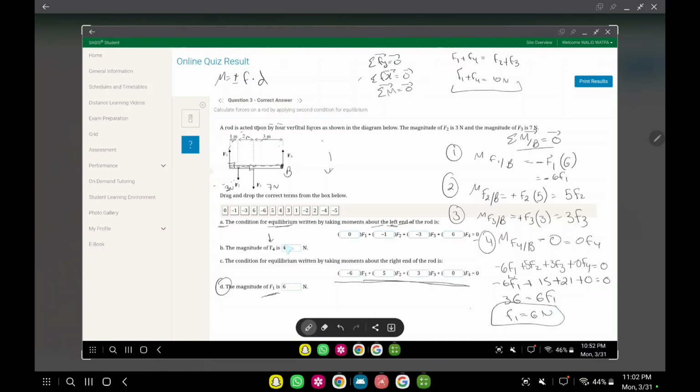Why are they doing all this? Why are they telling you to find this? In the exam, you're never going to see something like this. They might not even give you this or this. They're just going to say what is F4 and what's F1. That's what you're probably going to see in the exam.